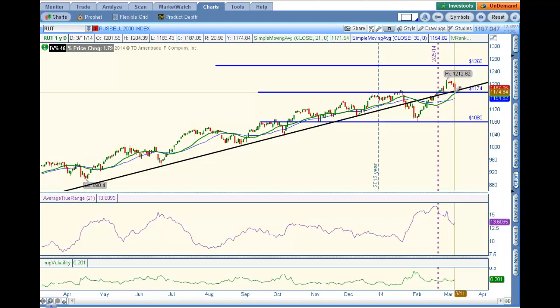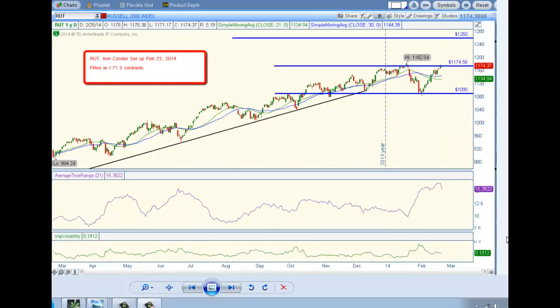So let's now take a look at a couple of the opening photos that I took, and that will give you a sense of what the trade is like. What you're looking at is the photograph of the chart as I was setting the trade up. And you'll note the lines I have drawn, and you can see right here, this is February 25th when the market was trading at 1174.56. You see I had drawn my lines at 1090 and 1260.